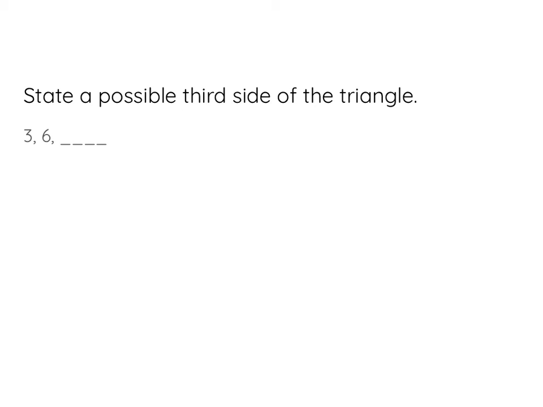Another thing you might see is something like this that says state a possible third side of a triangle. So again, we have to think about this: 3 plus 6 has to be greater than the third number, but then 6 plus whatever this side is has to be greater than 3. It all has to work. So the easiest way to figure this out is you take 3 plus 6, which is 9. That gives you the largest possible side. And then you take 6 minus 3, and that gives you the smallest possible side.